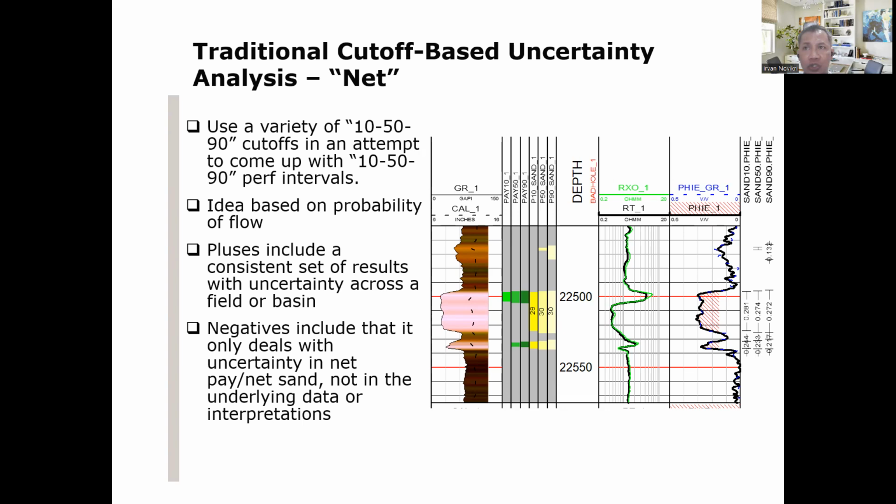Additionally, it is important to ensure that the specified distribution respects any physical limitation, such as net to gross thickness, net to gross reservoir thickness ratio, and volume of shale staying within the range of 0 to 1.